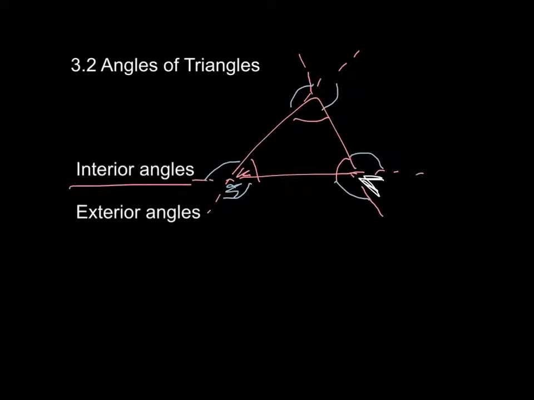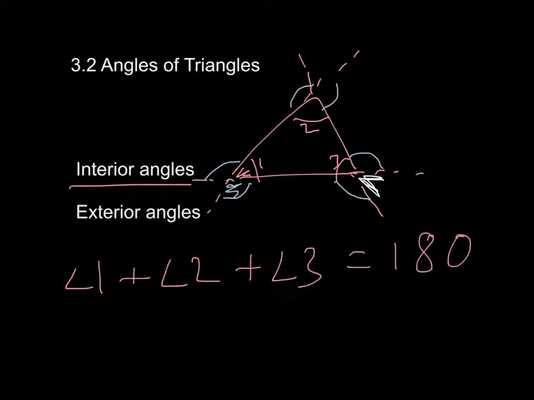So, the sum of the interior angle measures of a triangle are what? This is angle 1, 2, and 3. Angle 1 plus angle 2 plus angle 3 equals 180 degrees. Okay? So this is very important. The sum of the interior angles in a triangle equals 180 degrees.